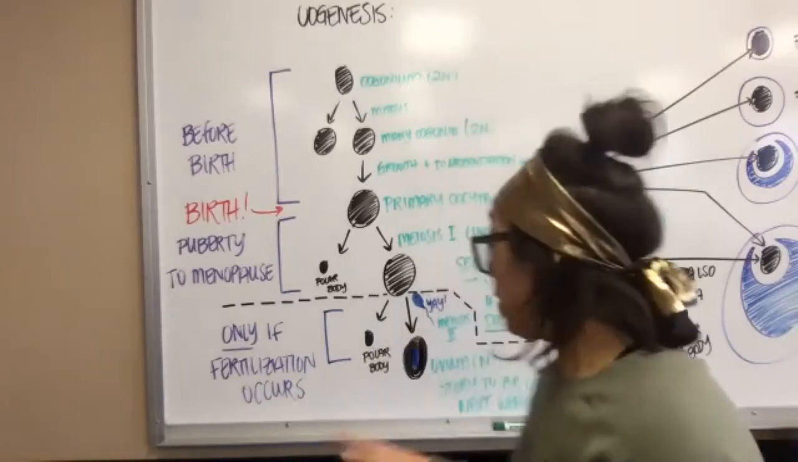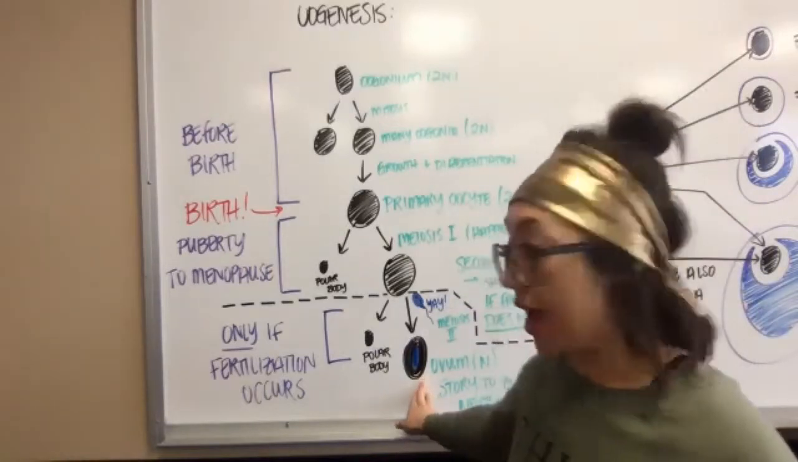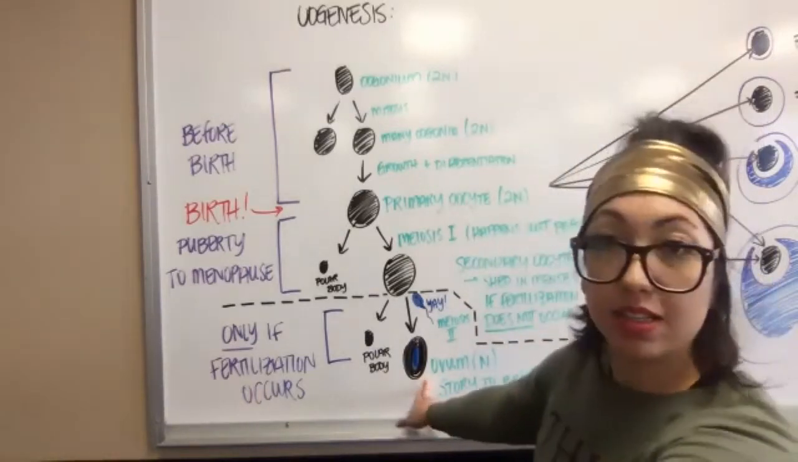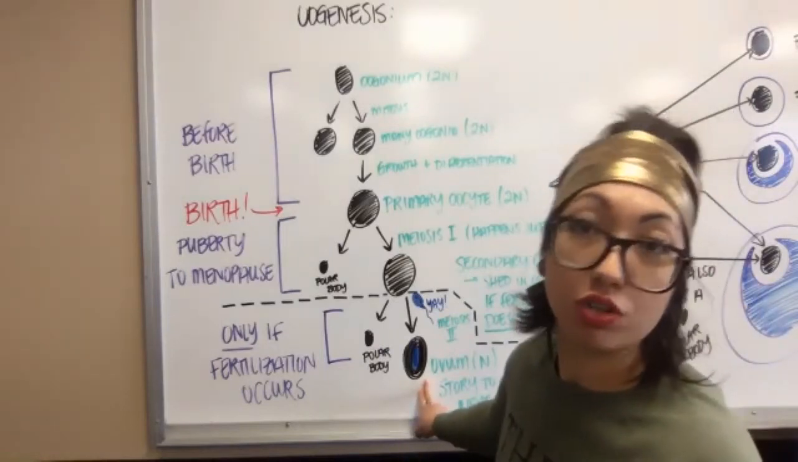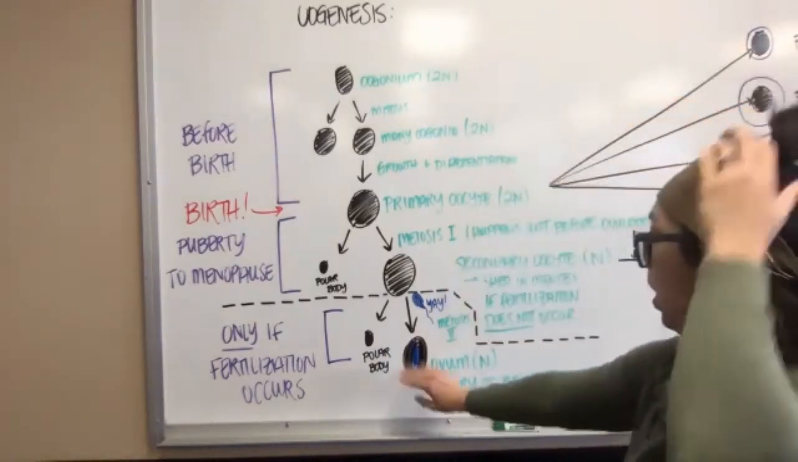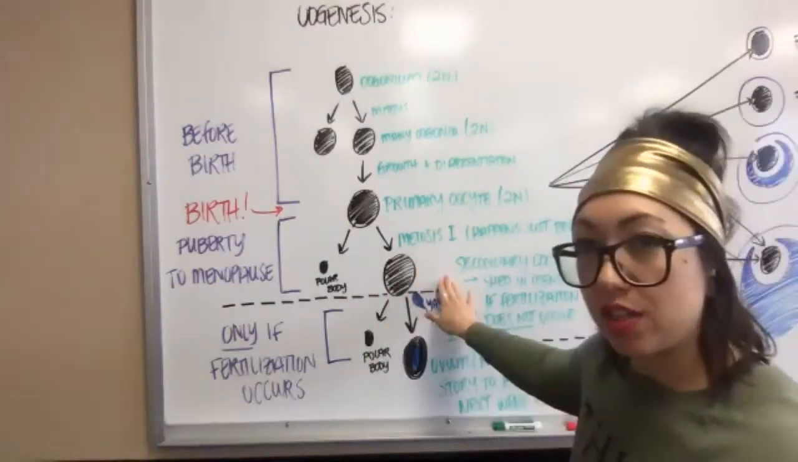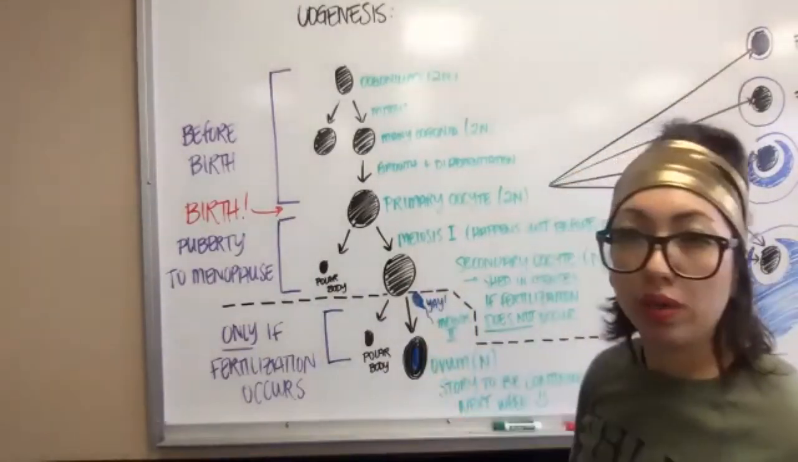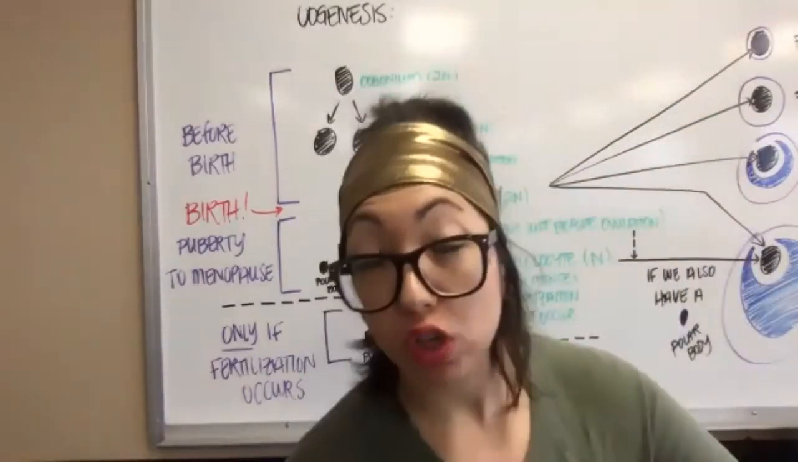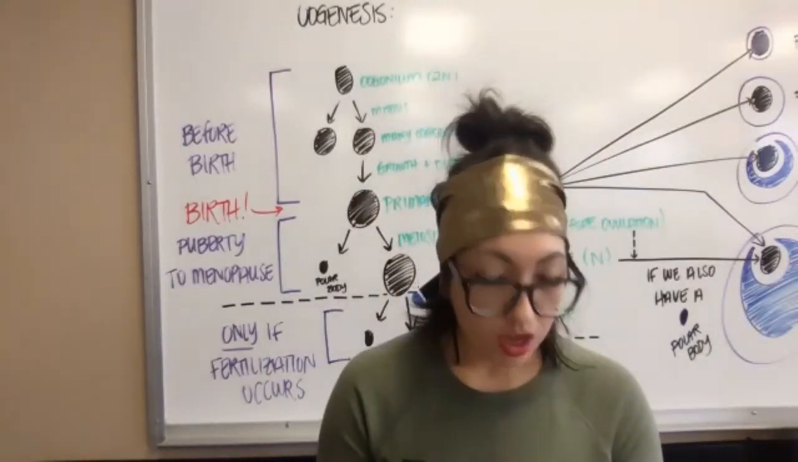So maybe one month that ovum gets fertilized, but if that pregnancy continues, can she produce an ovum the next month? No, she can't. That's impossible. So only secondary oocytes are produced once a month. Ovums are only produced if fertilization occurs. Yeah, very good. Okay, so what did you say, number 3?